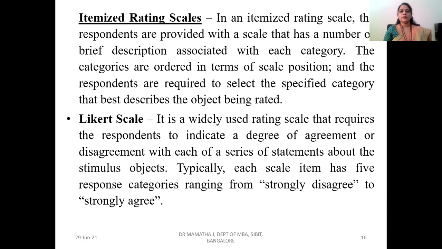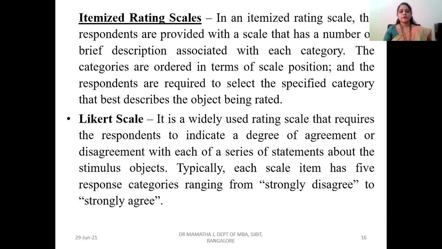Next, itemized rating scales. The itemized rating scale is sometimes also called a summated scale. Respondents are provided with a scale that has a number of brief descriptions associated with each category. You will have a number of statements with items defined. These categories are ordered in terms of scale position, and the respondents are required to select the specified category that best describes the object being rated.